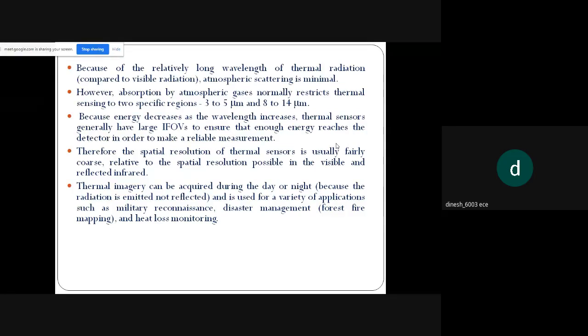Therefore, the spatial resolution of thermal sensors is usually fair relative to the spatial resolution possible in the visible and reflected infrared region. The thermal imagery can be acquired during the day or night and is used for a variety of applications such as military, reconnaissance, disaster management, and heat loss monitoring.